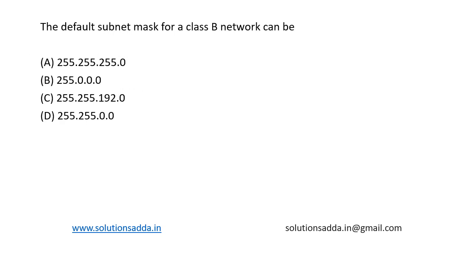This is a question from computer networks. The default subnet mask for a class B network can be, and four options are given. First of all, what is a subnet? A subnet is a logical subdivision of a network. It is the practice of dividing a network into two or more networks, and this process is called subnetting. Now, subnet masks are used to divide a given network into two or more subnets. And the default subnet mask for a class B network is 255.255.0.0. So based on the options, option D is the correct answer.